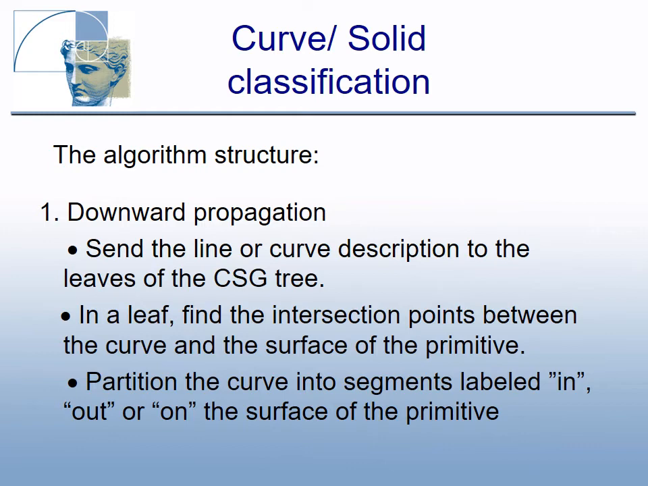The first step is the downward propagation. The line or curve description is sent to the leaves of the CSG tree. In a leaf, find the intersection points between the curve and the surface of the primitive. Partition the curve into segments labeled in, out, or on the surface of the primitive.